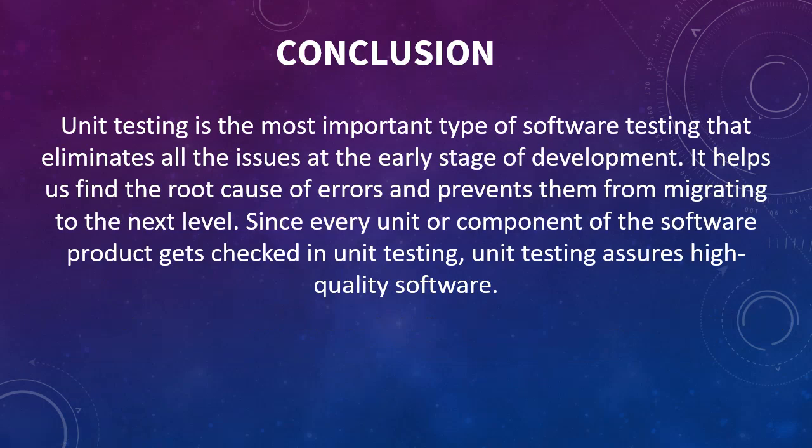Now let's see the conclusion. Unit testing is the most important type of software testing that eliminates all the issues at the early stage of development. It helps us find the root cause of errors and prevents them from migrating to the next level. Since every unit or component of the software product gets checked in unit testing, it assures high quality software.